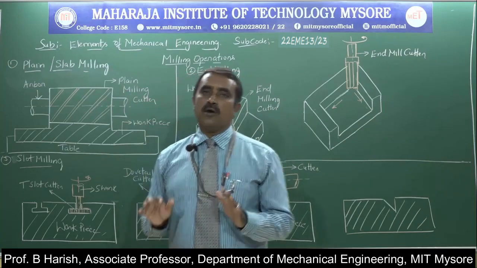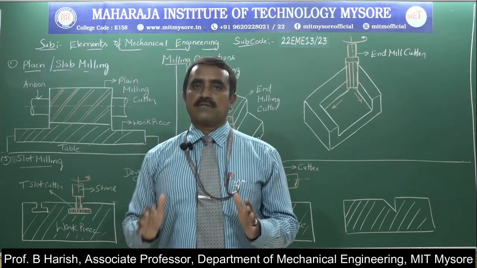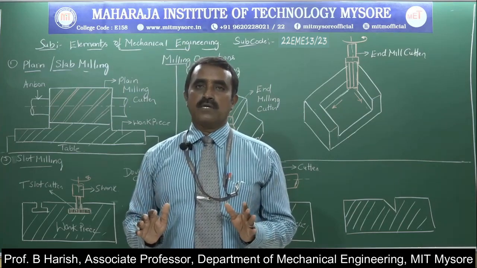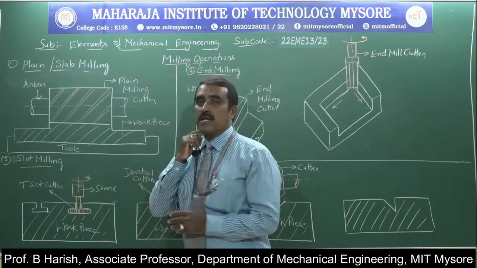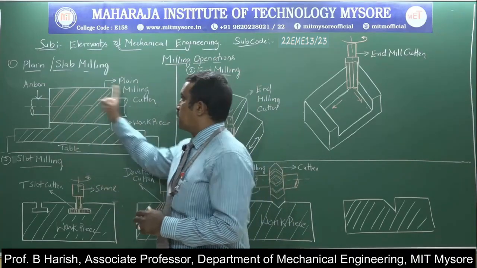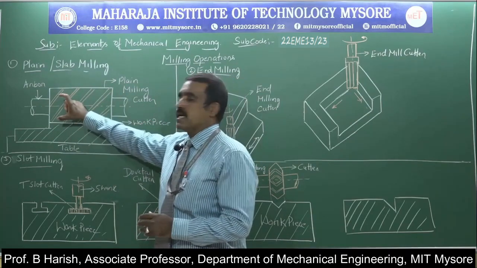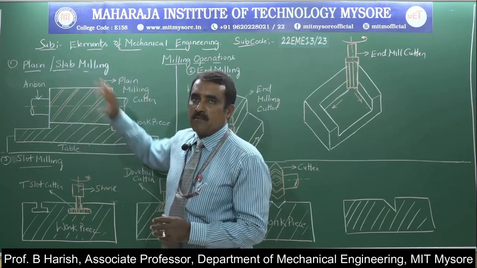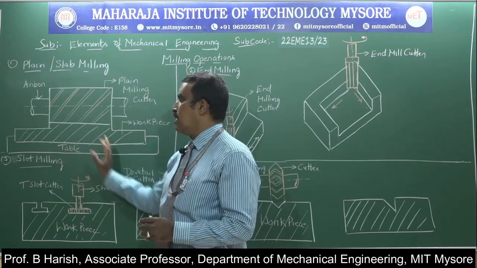Plain milling is an operation that is performed to produce horizontal or flat surfaces on a given job. How is this operation performed? It is performed on a horizontal milling machine. The cutter we use is called a plain milling cutter. Here the cutter is fixed on the arbor and the workpiece is fixed on the table.